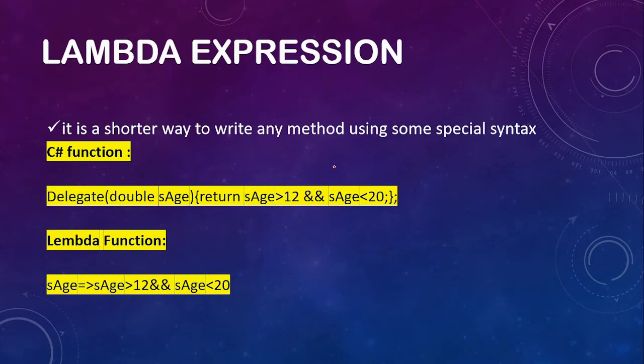In layman's language, a lambda expression is a shortcut to write a big program. In C sharp, suppose you have a big program which takes a parameter, checks the condition, and returns true or false. In a lambda expression, I don't need to write all this.